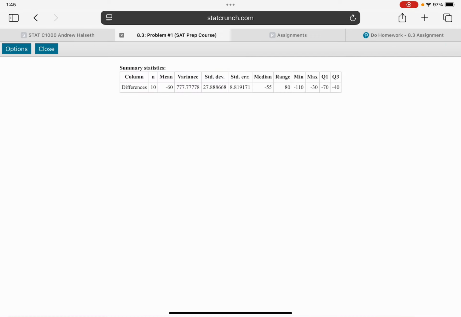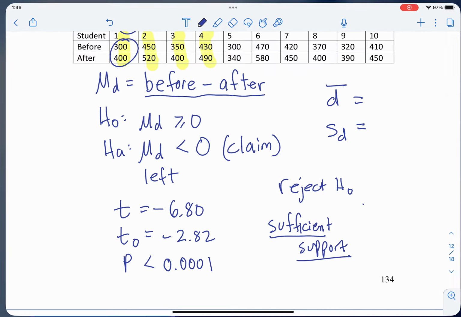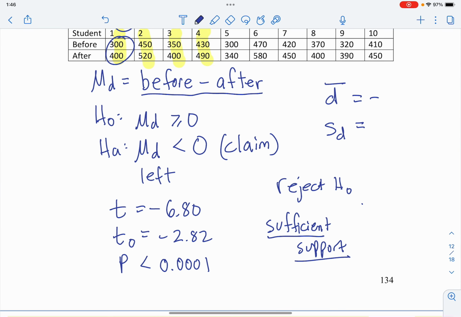And it gives me the mean, negative 60, and the standard deviation, 27.888, or so, 27.9. Okay, so I can go back to my handout and record those, or type them into my lab, and I'm good to go. Okay, and that's a complete before and after problem.